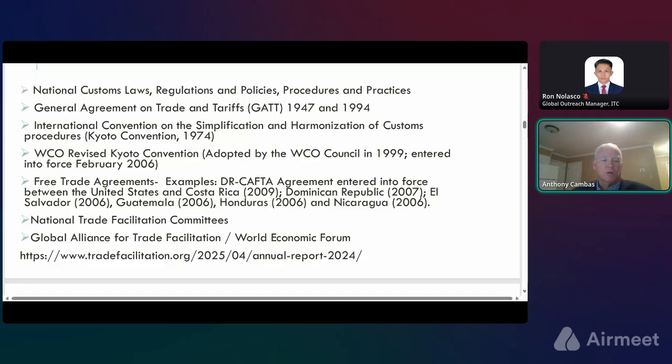But in my experience working around the world in customs and providing technical assistance to customs administrations since the early to mid 2000s, the concept of trade facilitation committees, or organizations that brought together the public and private sector around trade facilitation, did not spring into existence only when the WTO TFA came into effect. And an organization called the Global Alliance for Trade Facilitation, which is part of the World Economic Forum, is working a lot on this issue of trade facilitation.